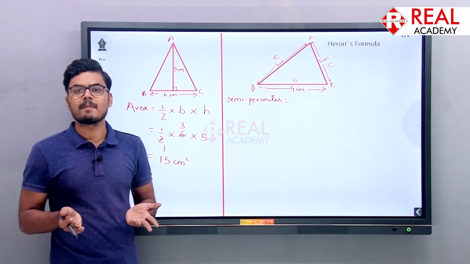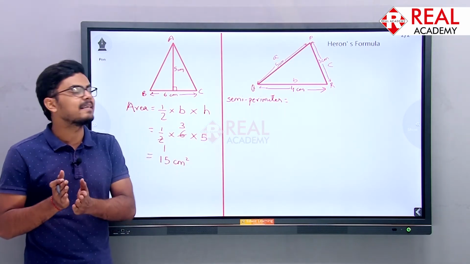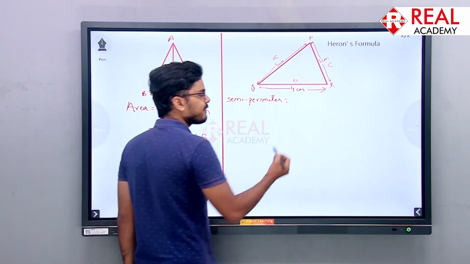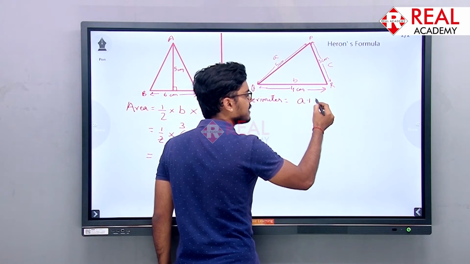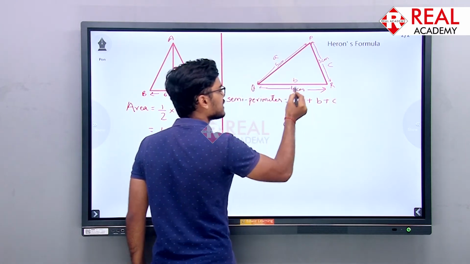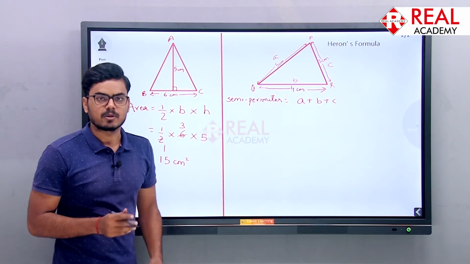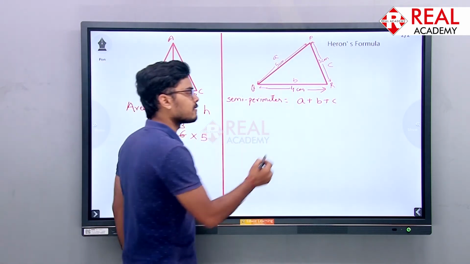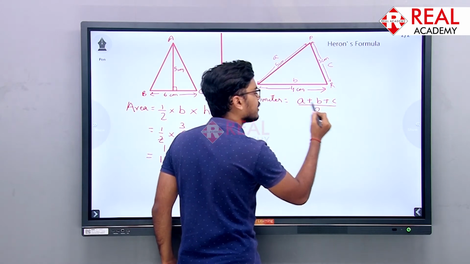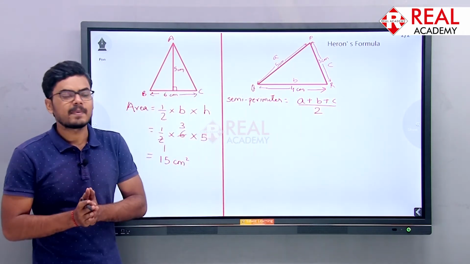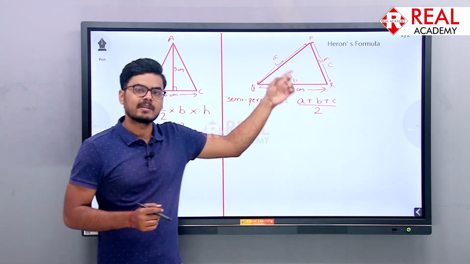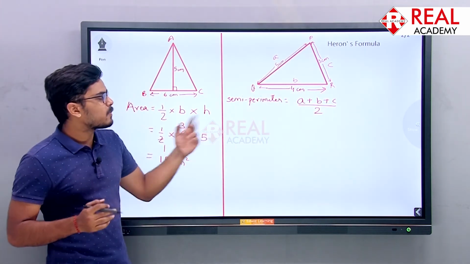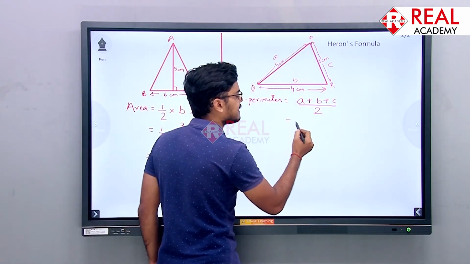First of all, you know what a perimeter is. The perimeter of any triangle is the sum of all three sides. Correct? So if I have to find the perimeter, what will I do? a plus b plus c, meaning I will add all three sides. Correct? But the semi-perimeter is half of the perimeter. So this divided by 2. That's it. Okay, the semi-perimeter of the triangle is the sum of all three sides divided by 2, half of the perimeter. Right now I need the semi-perimeter in the formula, so I will find it out.